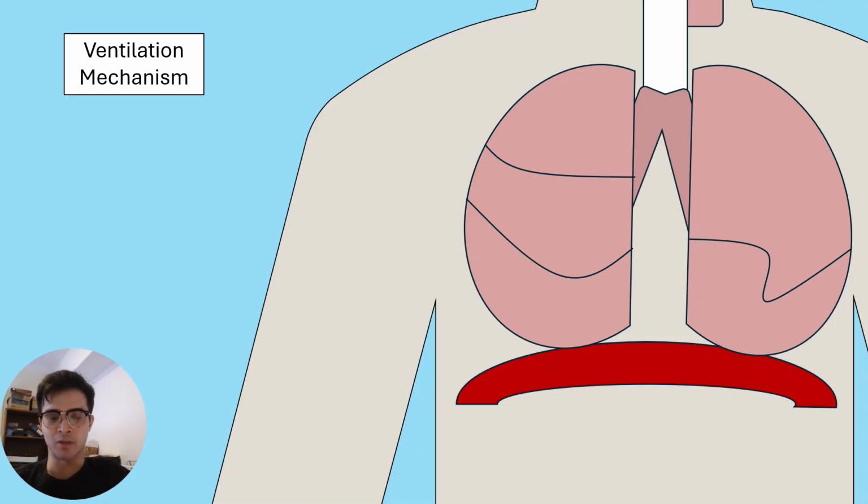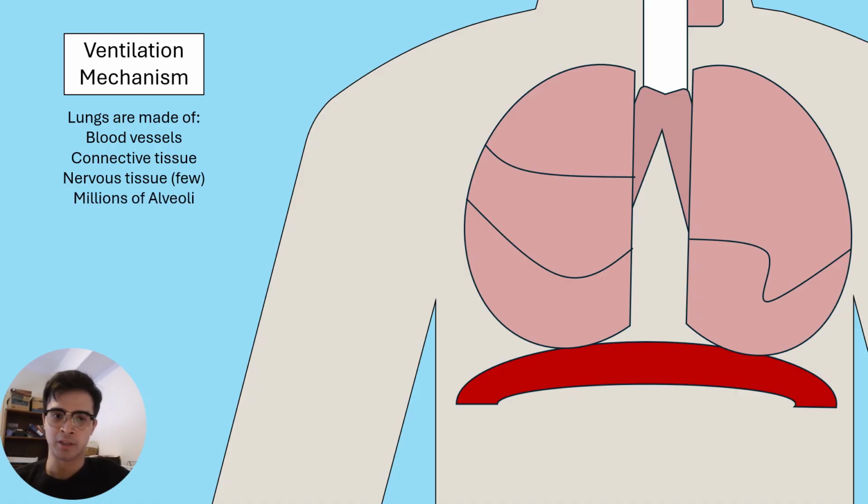So now we're going to talk about ventilation. Ventilation includes both inhalation and exhalation. So lungs are made out of blood vessels, connective tissue, and to a lesser extent, nervous tissue, and then finally, millions of alveoli. So lungs don't have a way to move themselves because they're not made out of muscle. They're mostly a spongy kind of tissue.